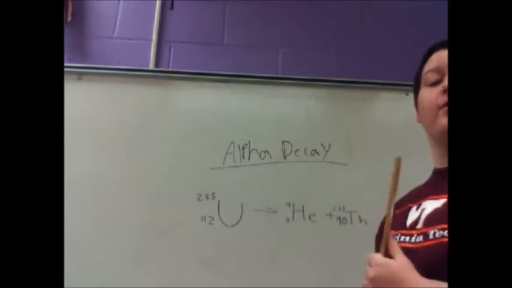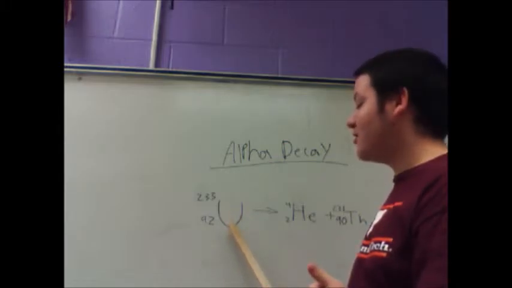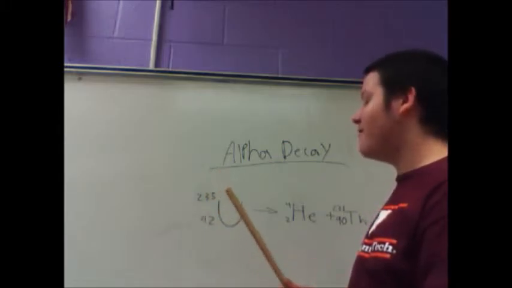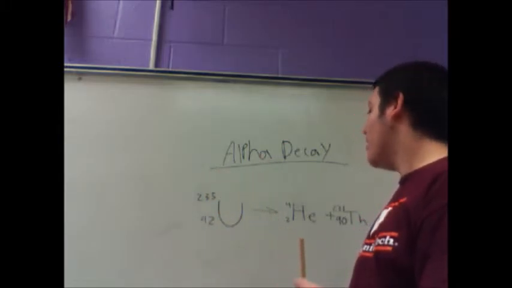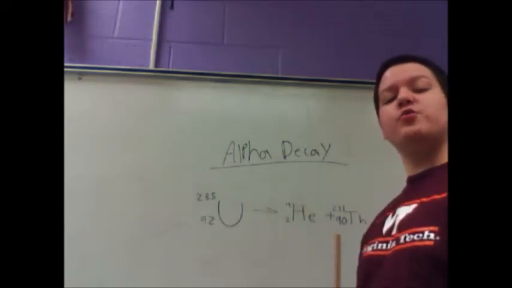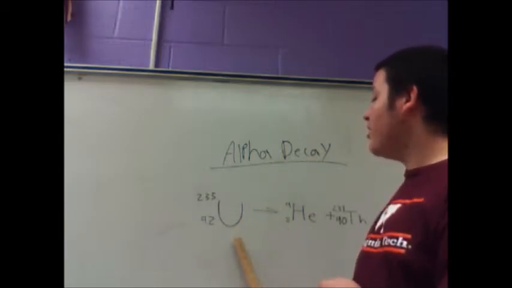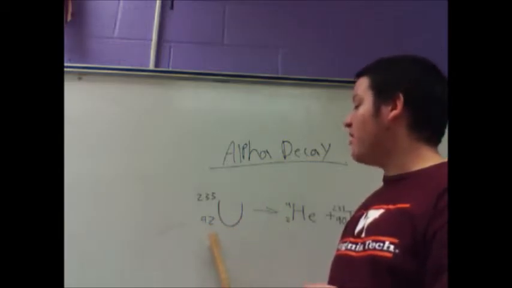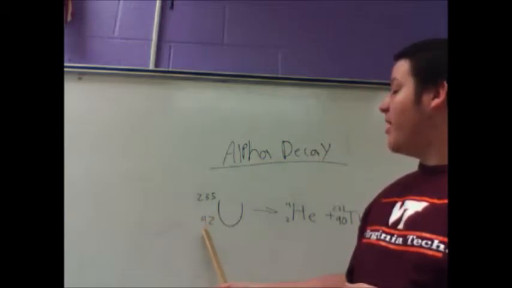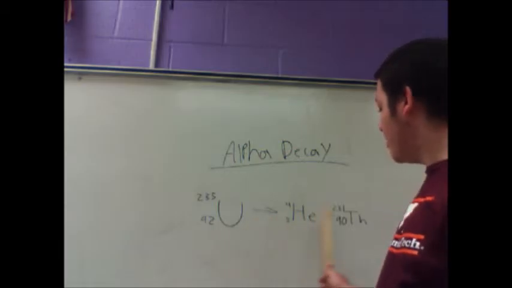Today we're going to be talking about alpha decay. Alpha decay is when a radioactive isotope such as uranium-235 emits an alpha particle. An alpha particle is just a helium nucleus with 2 protons and 2 neutrons, making a total atomic mass of 4. When uranium emits the 2 protons, its atomic number drops from 92 to 90, and it changes elements from uranium to thorium.